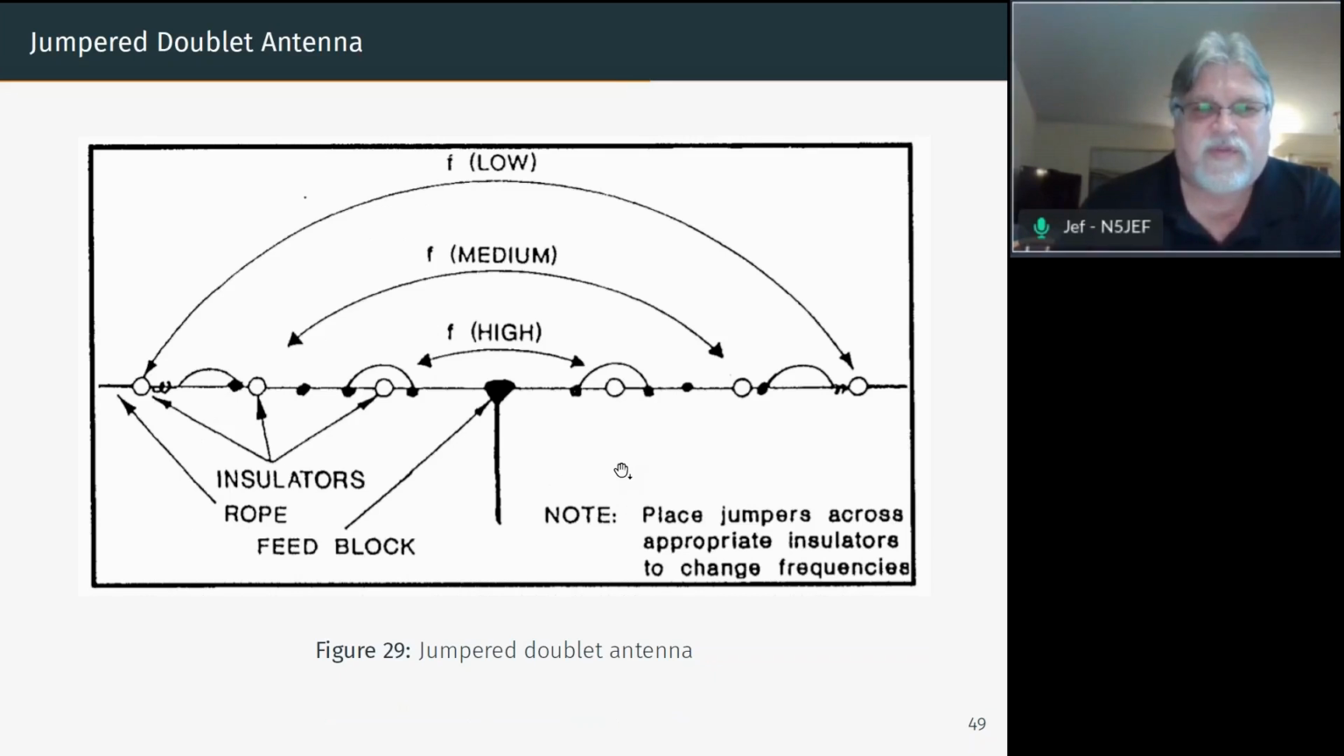Here's one I've thought about for field day. Haven't done it, but if you only had room for one doublet and you did not have a tuner, then you could build it for multiple bands and just use jumpers to make it longer or shorter depending on the band that you wanted to work.